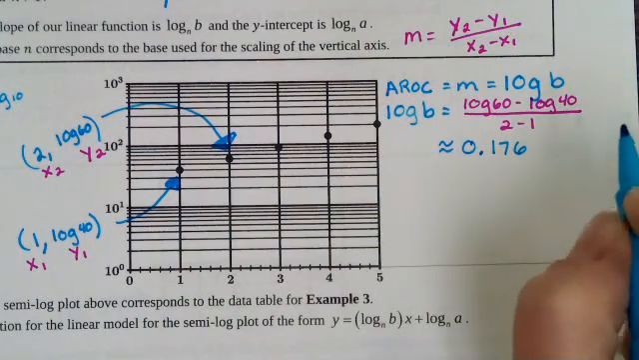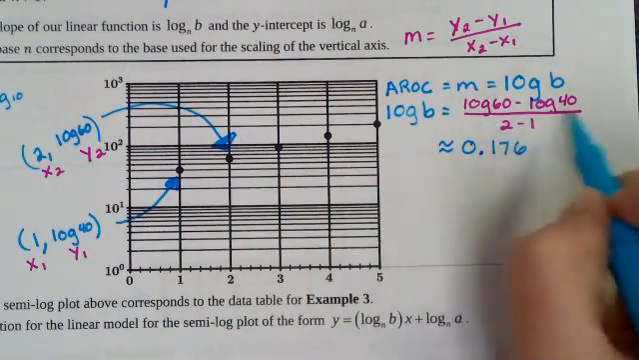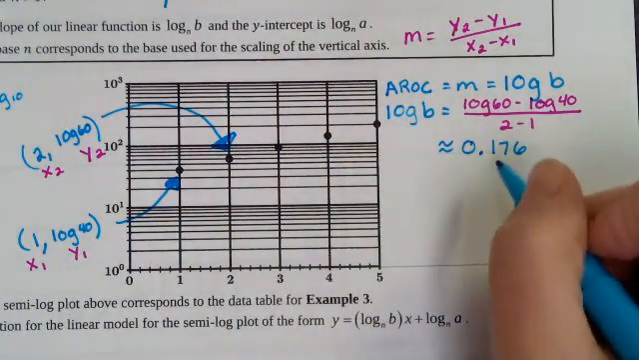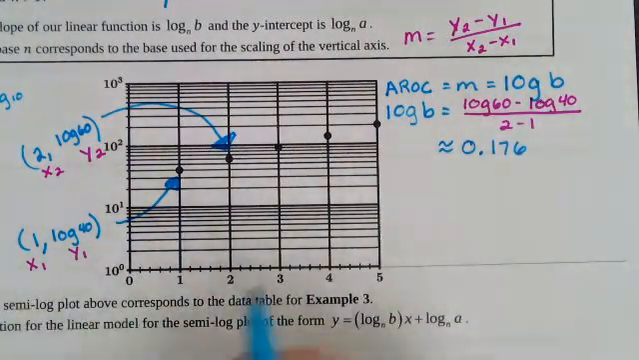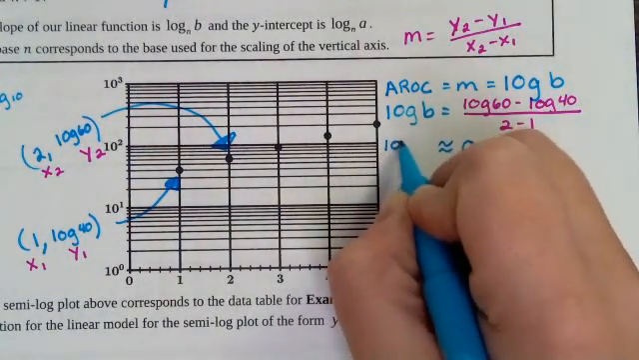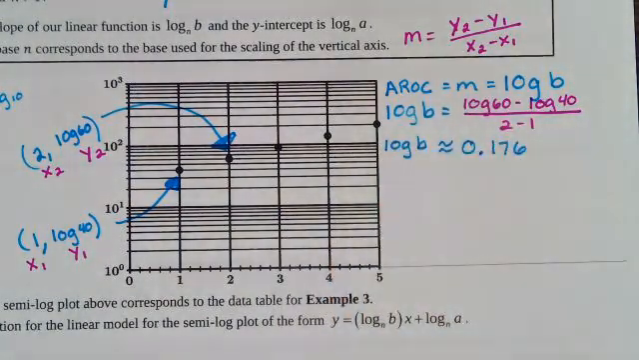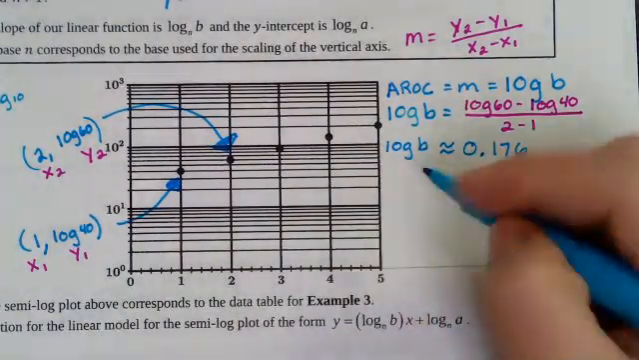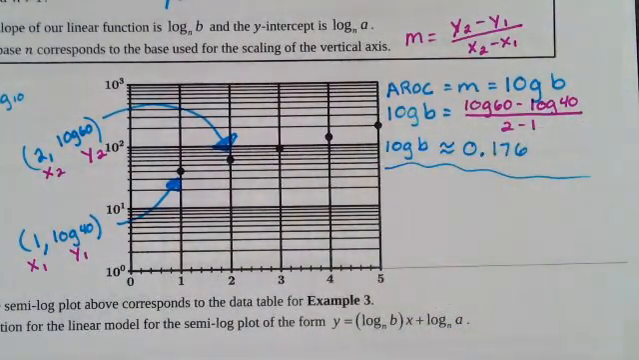It is possible to do these without a calculator, but you have to use your quotient rule and simplify things down and just get expressions. For the sake of simplification right now, we're just going to leave it like this. But in the future, we may do more. Okay, so just be mindful. That is log of b is about 0.176. And that happens to be like the slope value.